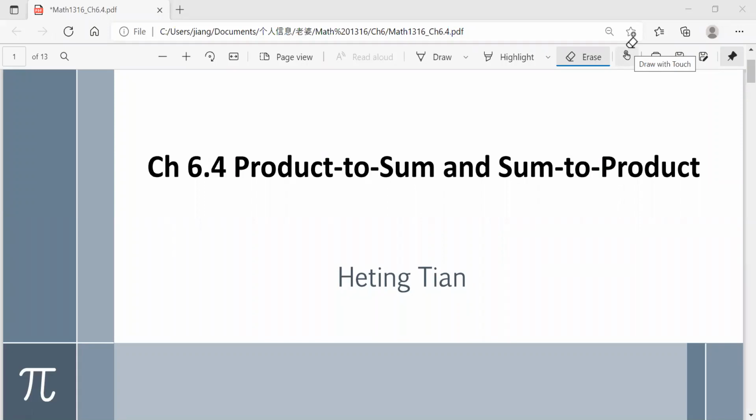This lesson, let's learn chapter 6.4, product to sum and sum to product formulas. This is a very important formula for trig. So let's start.